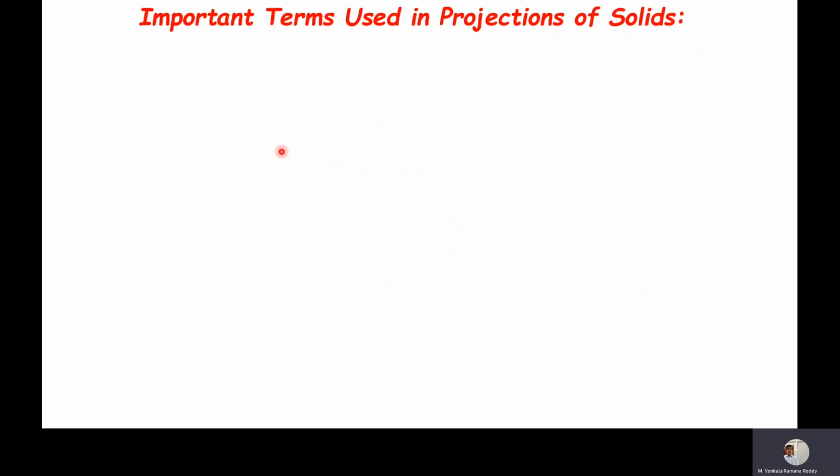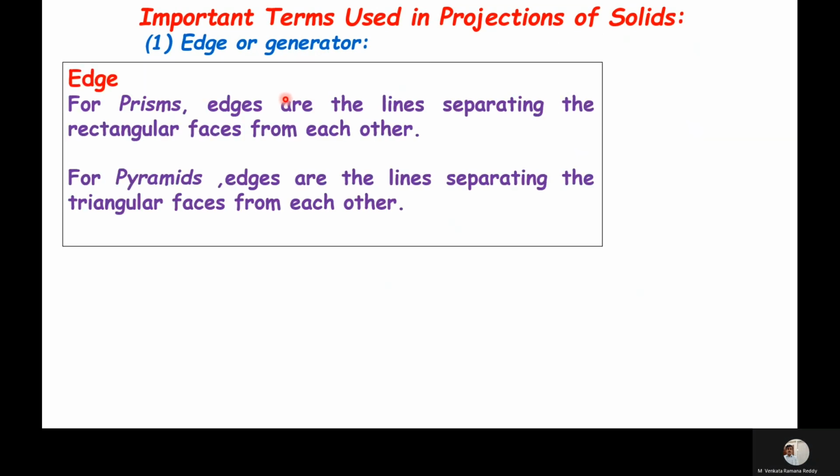Important terms used in projection of solids: edge or generator. Where we use edge and where we use generator, that we'll see now. Edge: for prisms, edges are the lines separating the rectangular faces from each other. For pyramids, edges are the lines separating the triangular faces from each other. That is, edge is the word used in prisms and pyramids.